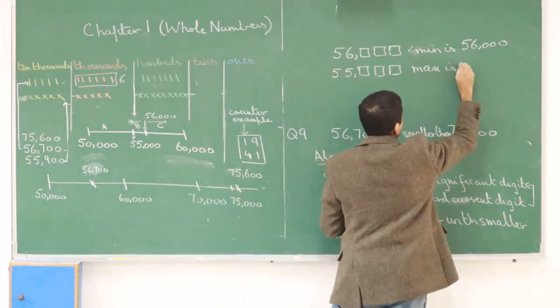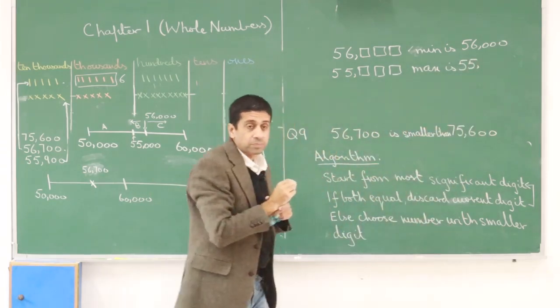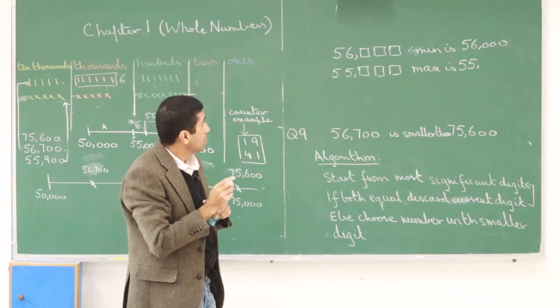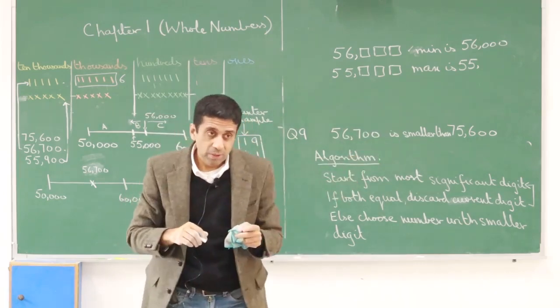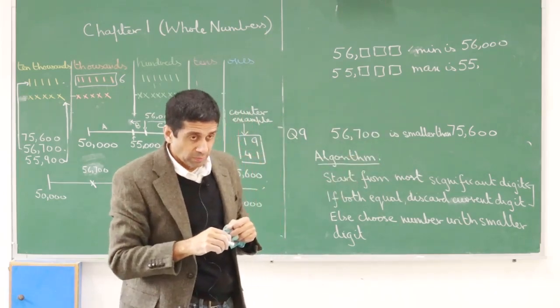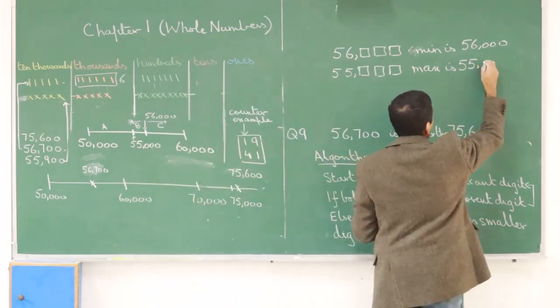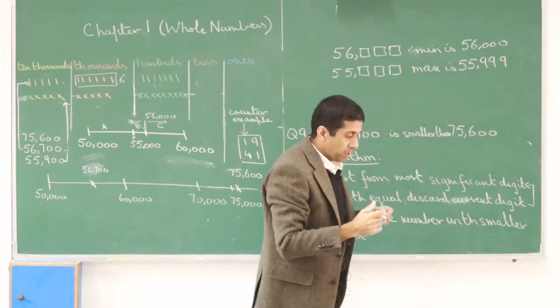55,000. What? 55,000. But I don't know these numbers. You can make them as large as you want to. So the boxes. 5,999. Yeah, that's the biggest that it can be. Right? Yes.